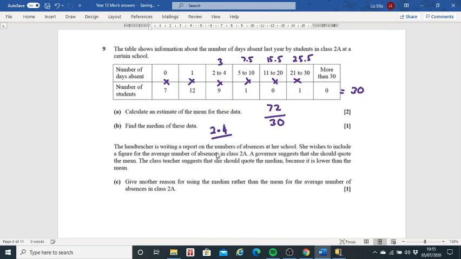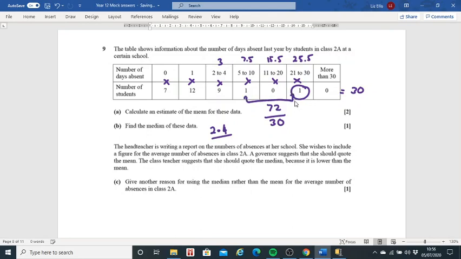Right, the head teacher writing a report on the number of absences at a school. She wishes to include a figure for the average number of absences in class A. She should quote the median. Okay, so why should she quote the median and not the mean? Well, the most obvious thing is to look at, are there any outliers? Absolutely. This one here is so far away from the next one down that it is considered an outlier.